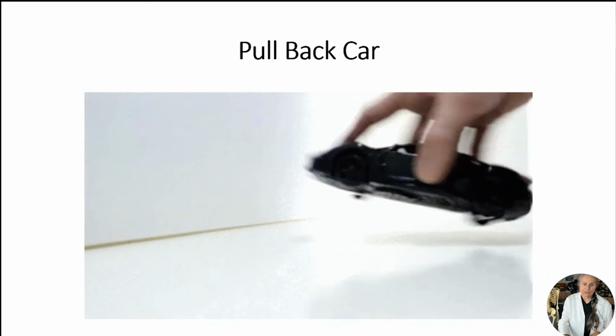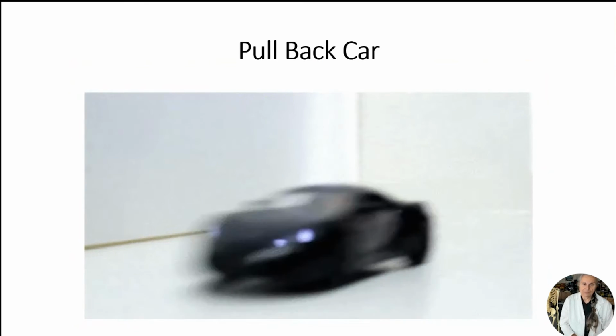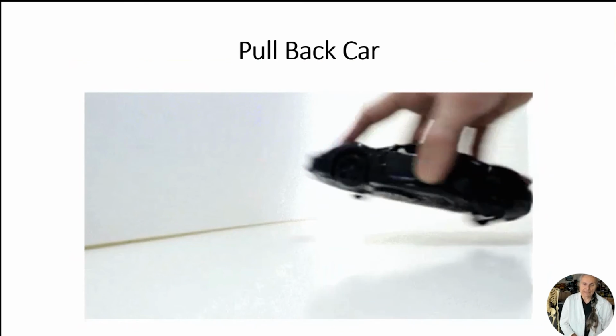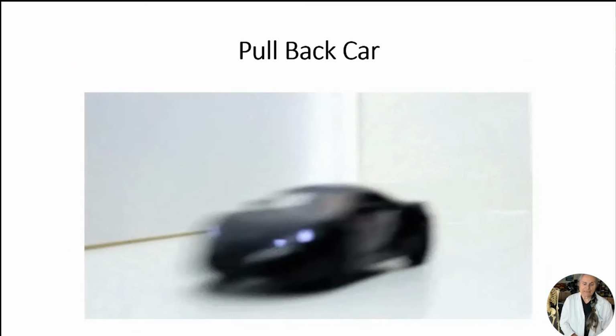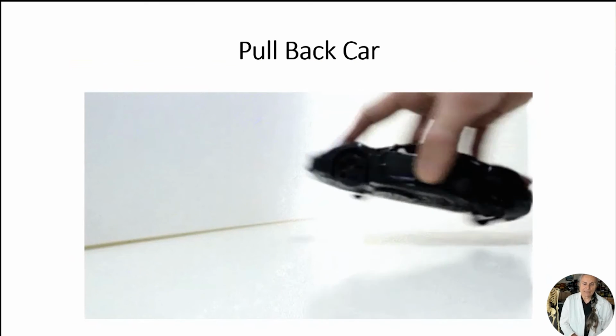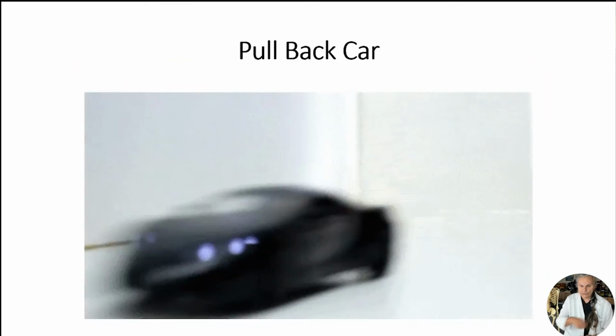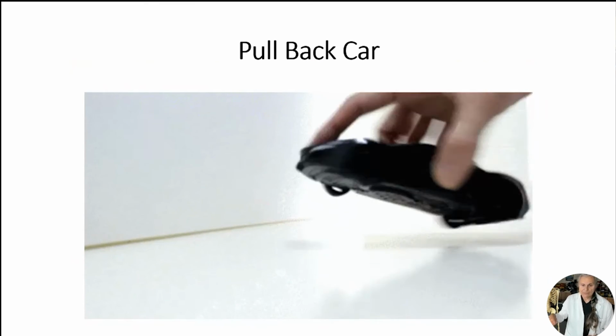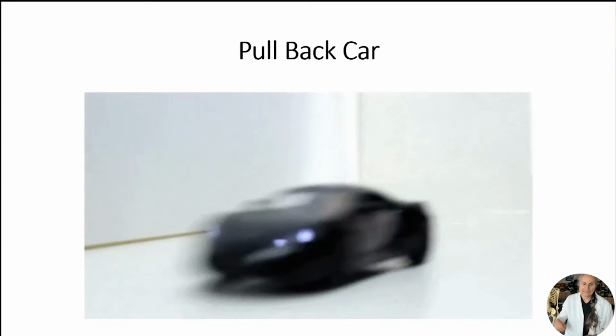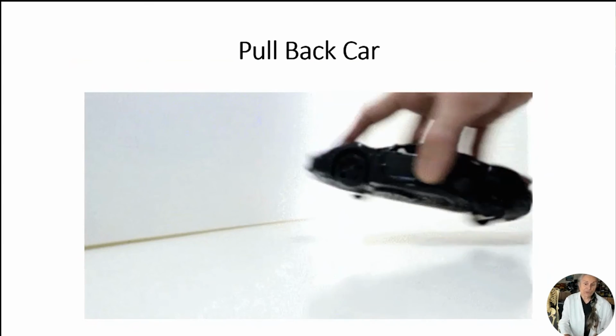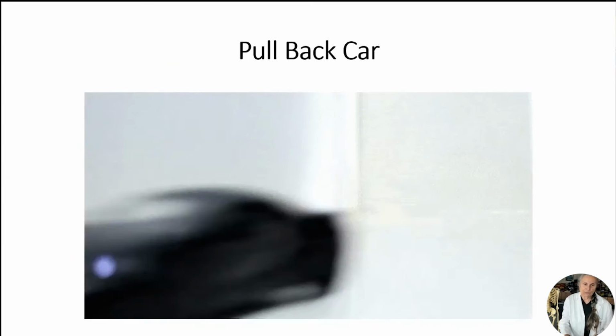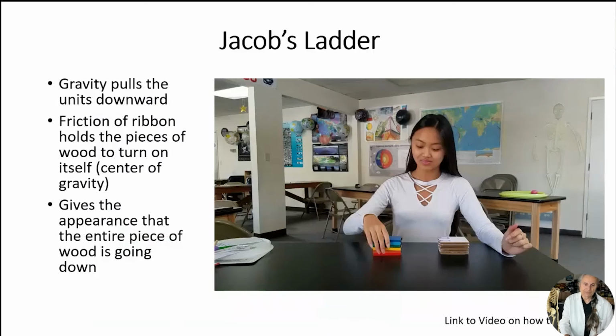Now let's look at this one. Pullback car. What's going on here is it's making a spring in there. For every action, there's an opposite reaction. So pulling it back is one action, making the spring, and then letting it go. And so it has no batteries in it. That's what's cool about pullback cars.